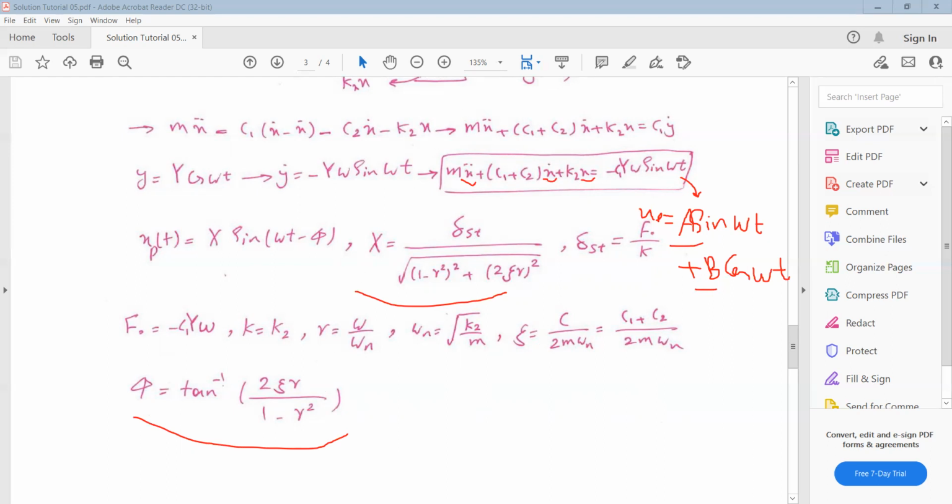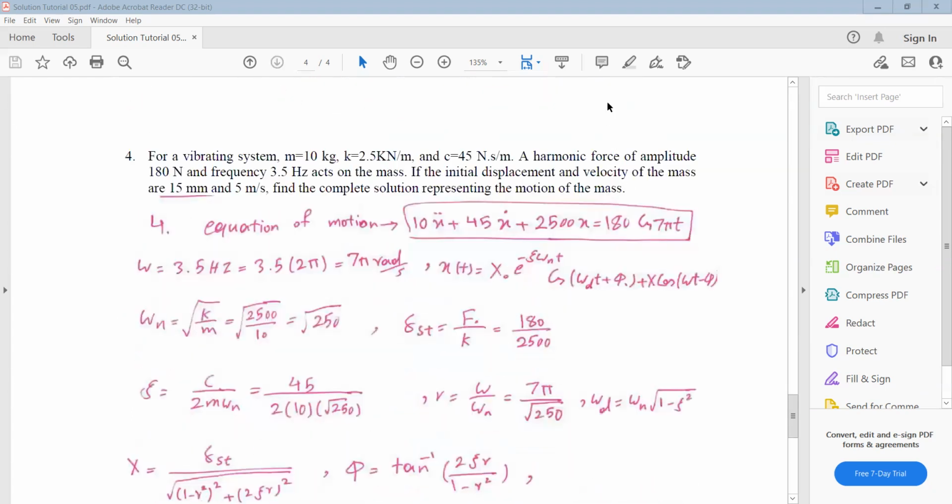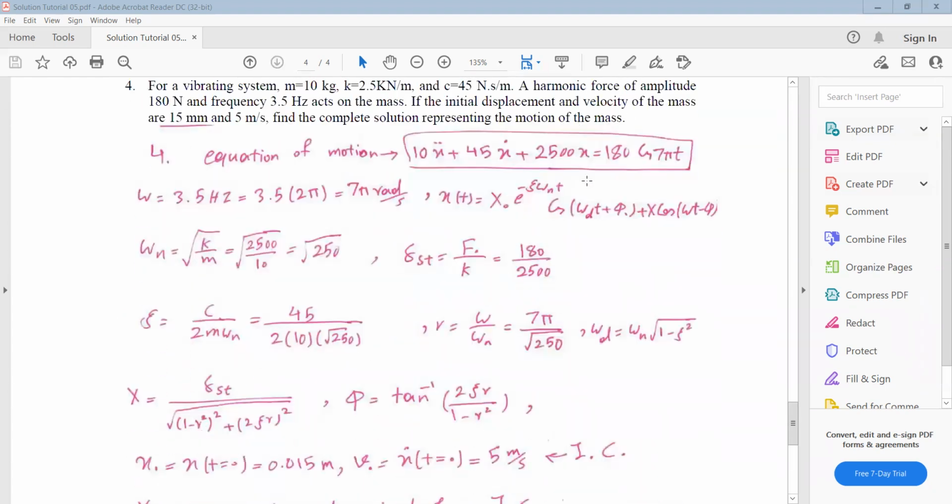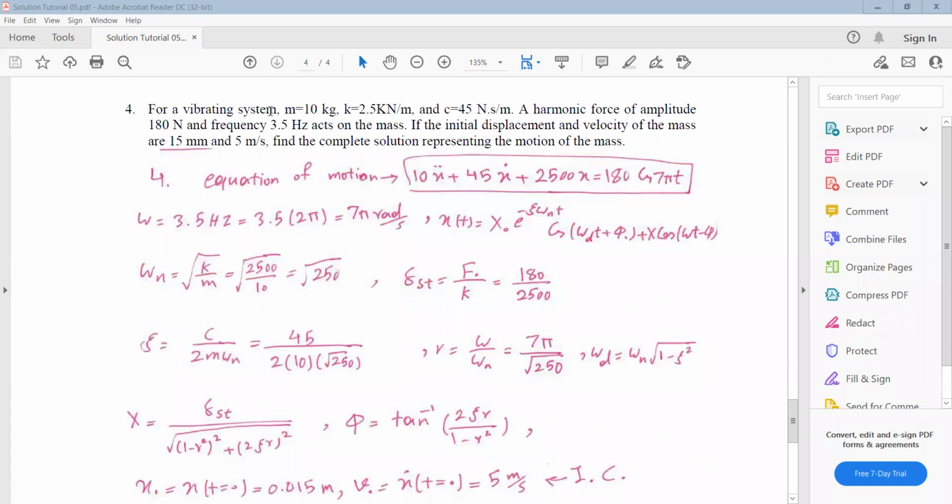No question, sir. Okay, and the last problem. For a vibrating system, we have these values for m, k, and c. So we have the equation of motion, which is m x double dot plus c x dot plus k x. A harmonic force of amplitude 180 Newton and frequency 3.5 Hertz acts on the mass.